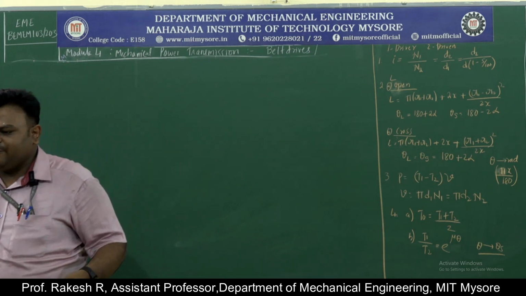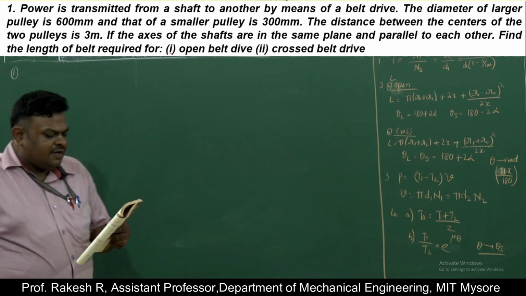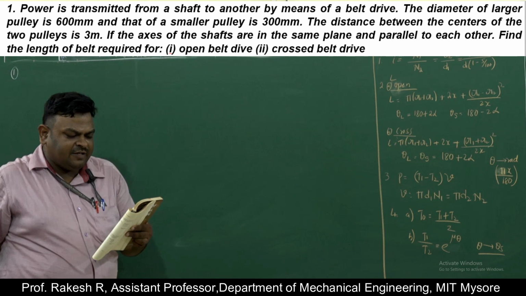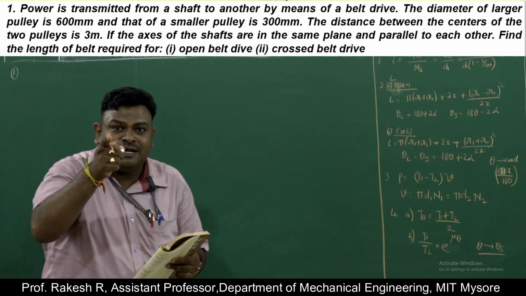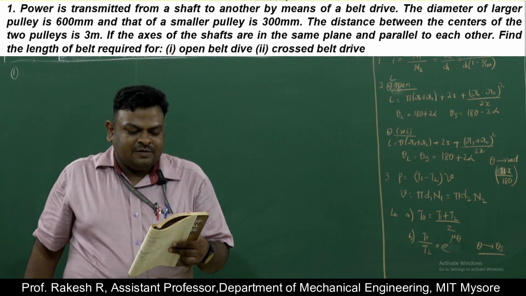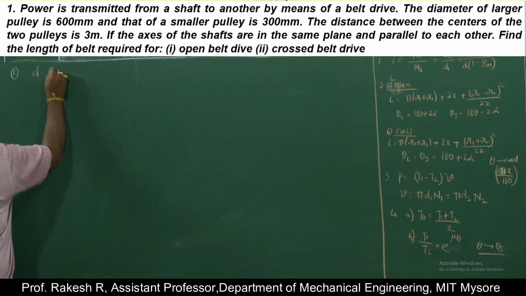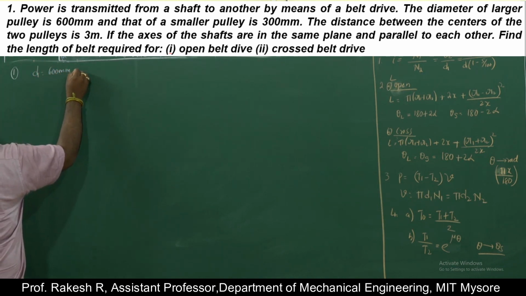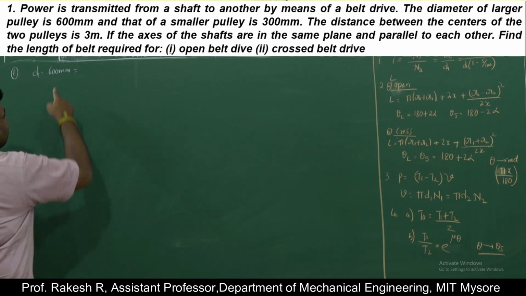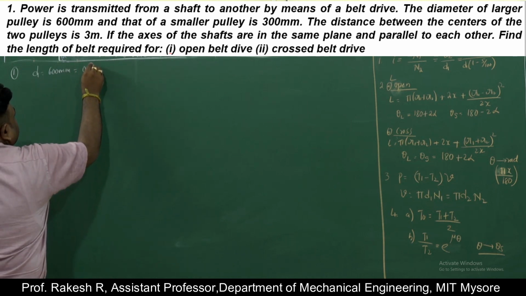Let us see problem number 1. This is problem number 1. I will just take the data. Power is to be transmitted from one shaft to another shaft by means of a belt drive. The diameter of the larger pulley is 600 mm. Larger pulley is 1, so D1 is 600 mm. I want everything in meters, so divide by 1000. Milli means 10 to the power of minus 3, so it is 0.6 meter.